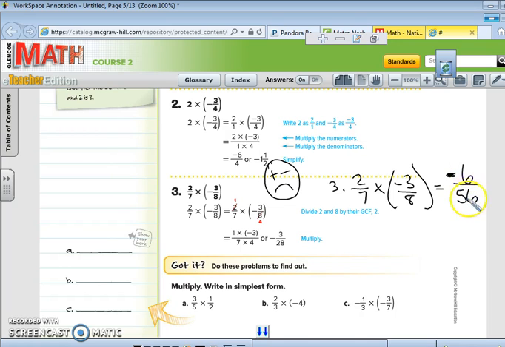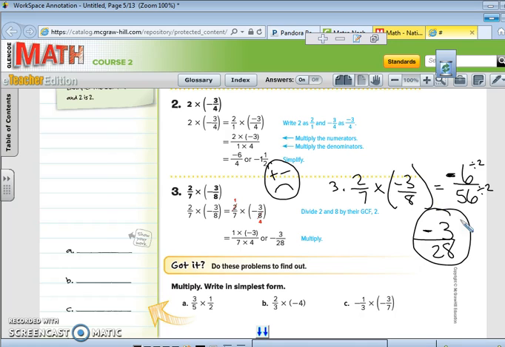56. And then I can see that that can be simplified. So if we want to go ahead and divide them both by 2, -6 divided by 2 is still going to be -3 over 28.